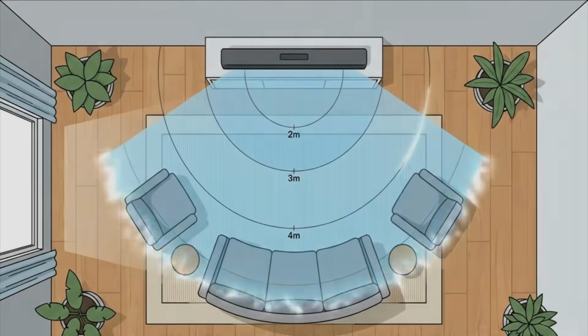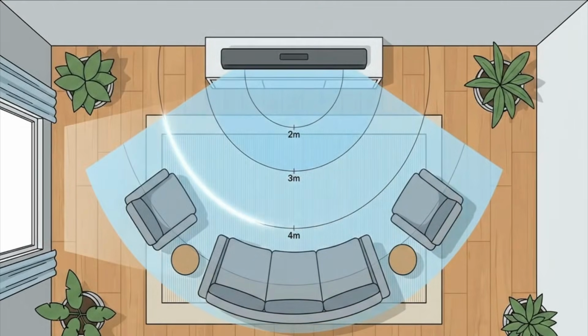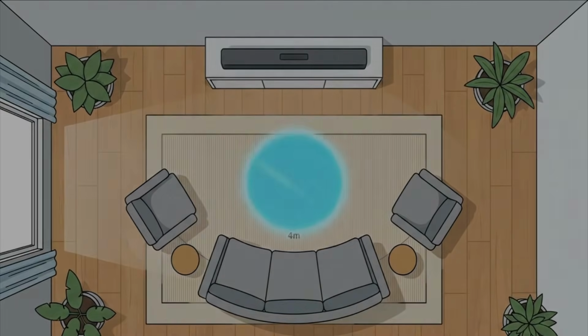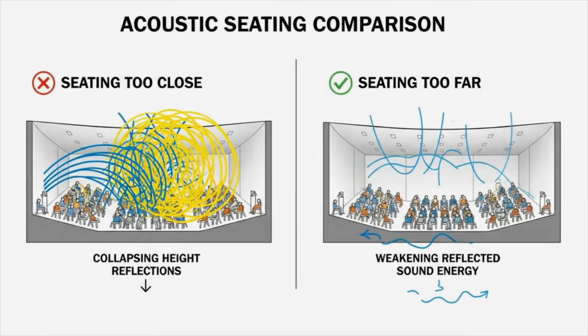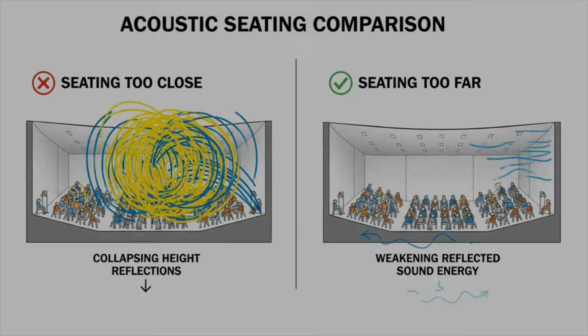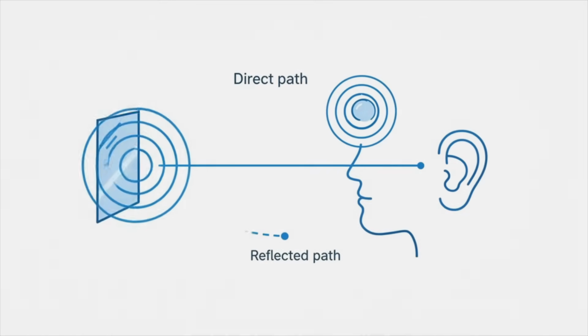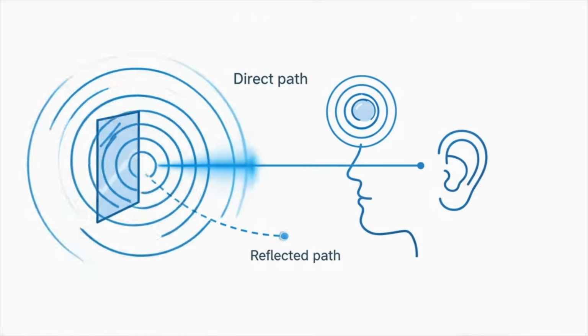Ideal distance. Most Atmos soundbars perform best when the main listening position is 2 to 4 meters away. Seating is centered relative to the soundbar. Too close and height reflections do not fully develop. Too far and reflected energy weakens. Atmos relies on milliseconds of timing difference between direct and reflected sound. Distance controls that timing.